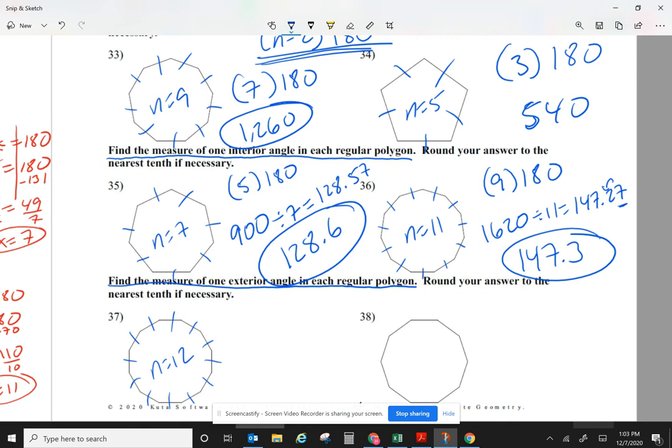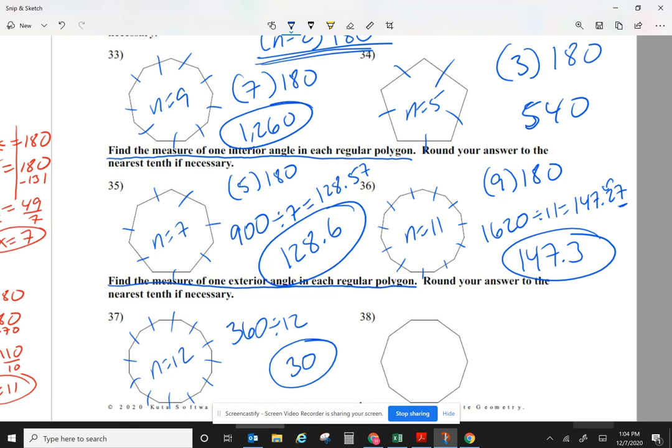Now the exterior angles, the angles on the outside, they always add up to 360, no matter how many I have. So all of them is 360. I'm going to divide it by 12 because I want to know how much is one of them. 360 divided by 12 is 30. So each angle on the outside is 30.